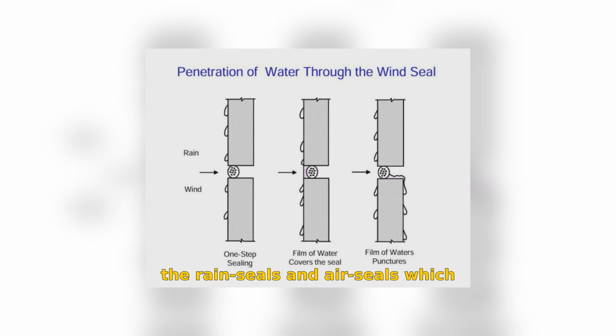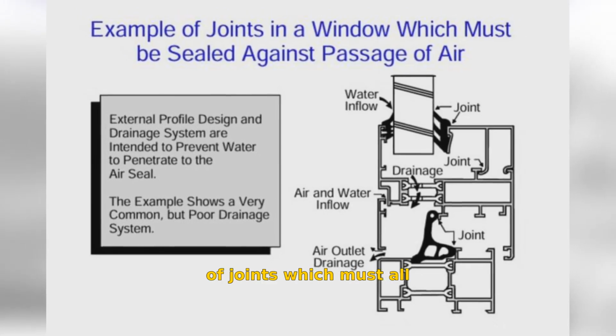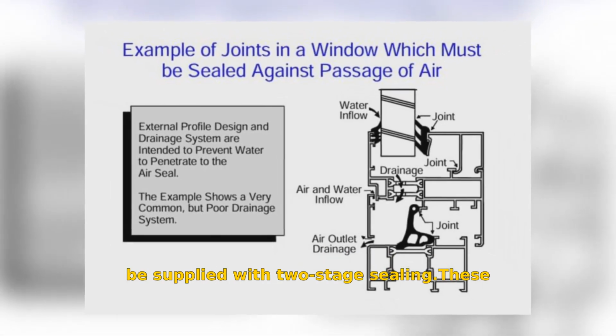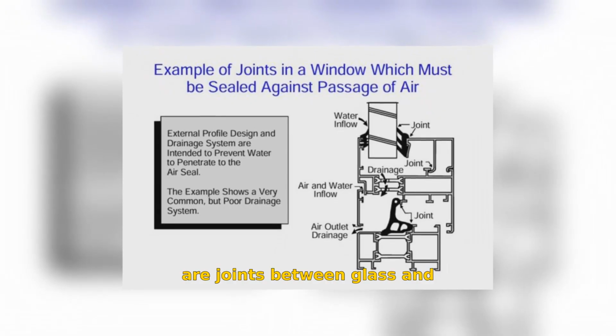A gap between the rain seals and air seals, which is also drained and ventilated, will form a pressure equalizing chamber, hence reducing the air pressure on the wind seal. A window has several types of joints which must all be supplied with two-stage sealing. These are joints between glass and sash, joints between sash and frame, joints between glass and any crossbars, and for fixed windows, joints between glass and frame.